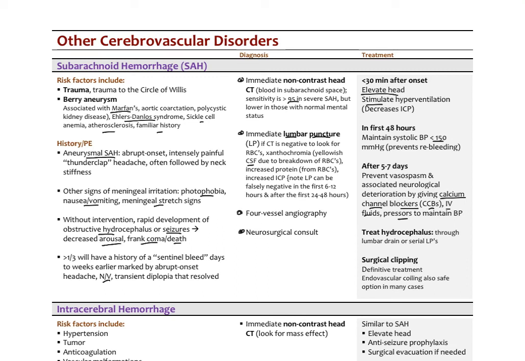And then surgical clipping would be the definitive treatment to clip off that little area with the aneurysm. There's another procedure where a coil can be put, like a little stent, inside that blood vessel, and that can be an option as well. So subarachnoid hemorrhage, again, think trauma, berry aneurysm, thunderclap headache, definitely a red flag, emergency referral.